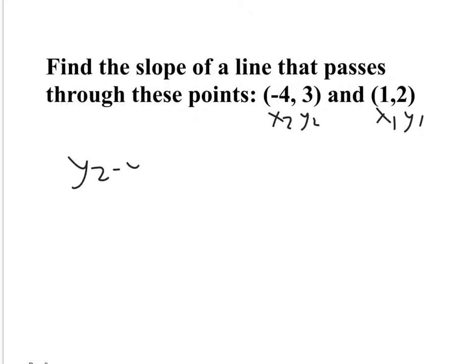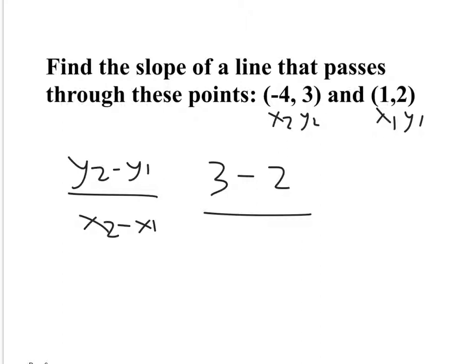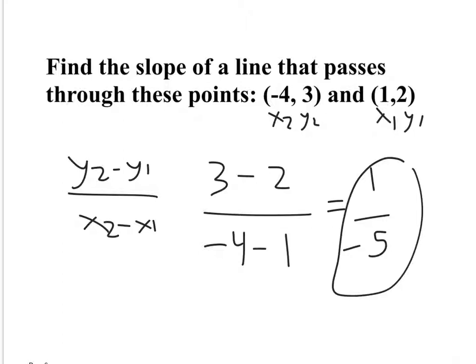So y2 minus y1 over x2 minus x1 is the formula for slope. y2 we decided was 3, minus y1 is 2. x2 was -4, minus x1, which was 1. 3 minus 2 is 1. -4 minus 1 is -5. So there's your slope, -1/5. Now if I had flipped those numbers, you would still get the same thing. So it doesn't matter. You'd actually get -1/5, the same thing. Any questions?